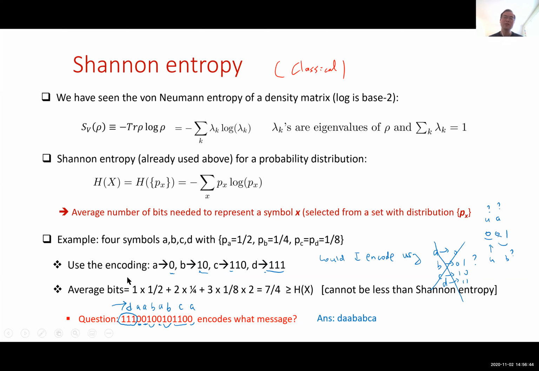So this shows that the encoding is not that trivial. But I think this is also the principle that is used in the packages that compress files. But Shannon entropy sets the lowest bound that you can encode using these bits.